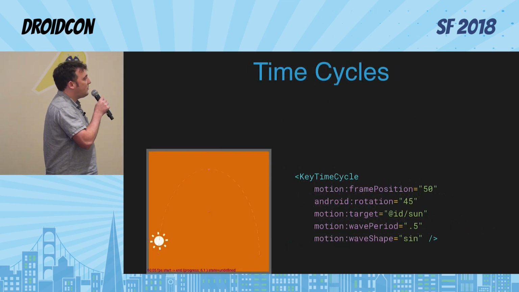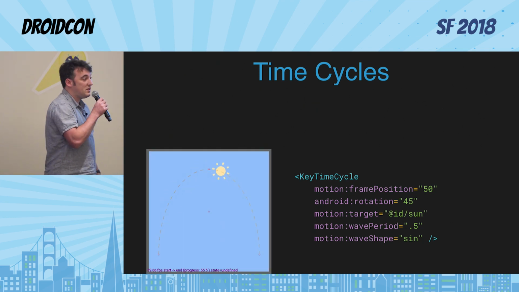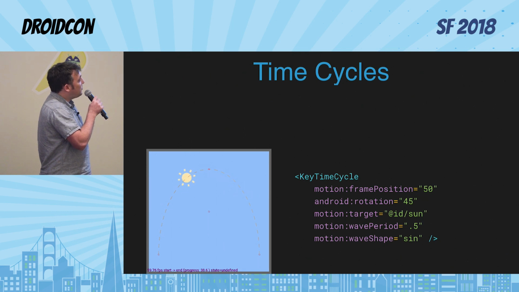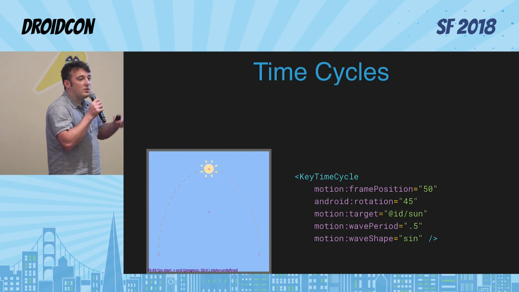And here's an example of the key time cycle. So notice that the sun is actually oscillating. What's really nice is that even if I'm in the middle of the animation, the oscillation is continuously running.